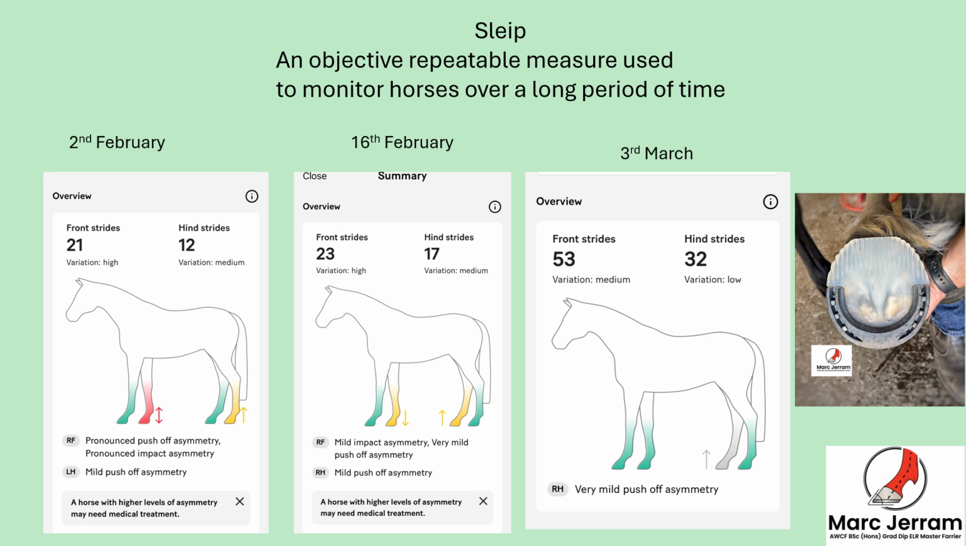Now, there are various different ways to overcome various different lamenesses. I'm not here today to tell you which type of shoe to use or what type of package to use, because it's very individual to the horse. However, this particular option really helped this horse.